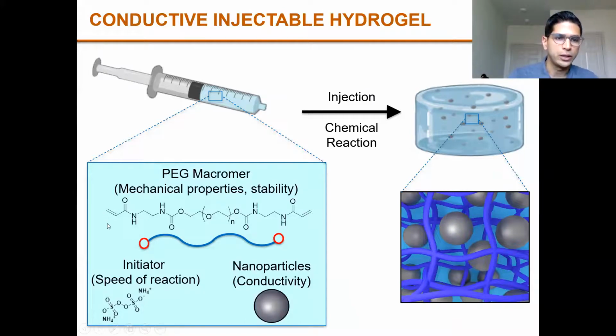The other thing that we have in the solution is what is called an initiator. Particularly, we're using ammonium persulfate. This material will create some radicals that will trigger the reaction. And depending on the concentration, the reaction could go slower or faster. Another component is some nanoparticles, which are also to improve the conductivity of these materials. By changing these concentrations, we can also affect the conductivity of these materials.